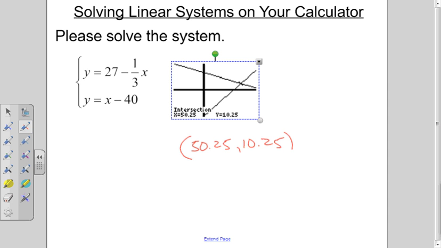So those are the mechanical buttons on your calculator. It's great if you're doing a long problem and you have to generate an answer to a linear system. So feel free to enjoy and use this appropriately.